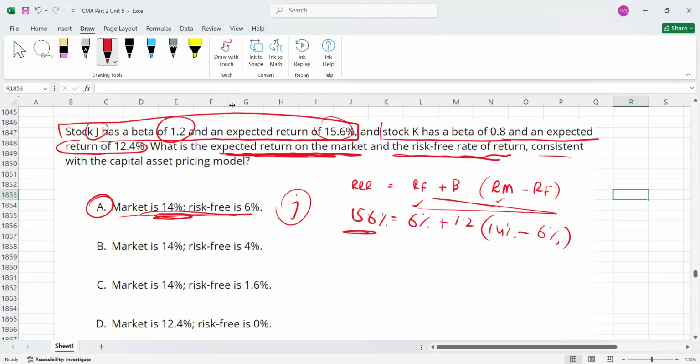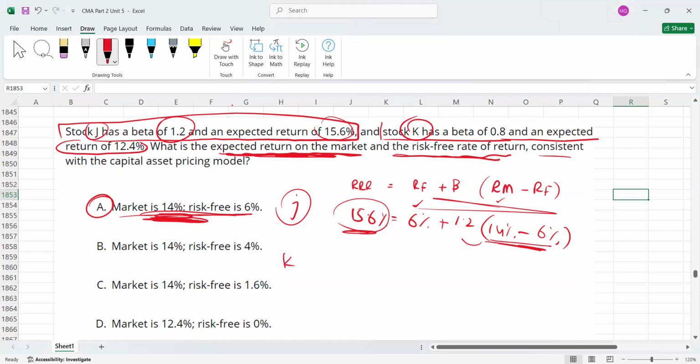you will get, 14 minus 6 is 8%. Then multiply by 1.2, and then plus 6. Let me just recheck. So 14 minus 6 is 8%, times 1.2, and then plus 6. I believe you will get 15.6. Let's try the same option for the K company stock also.